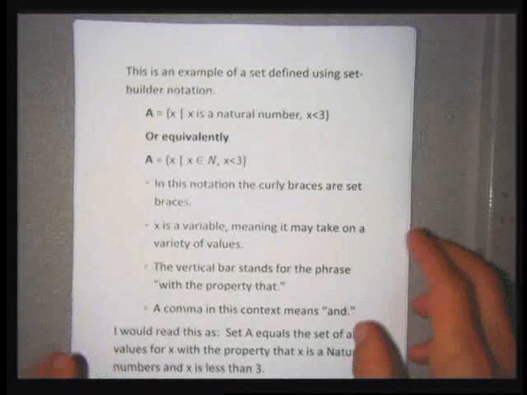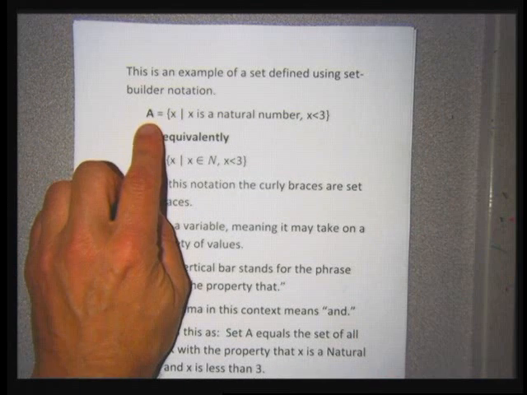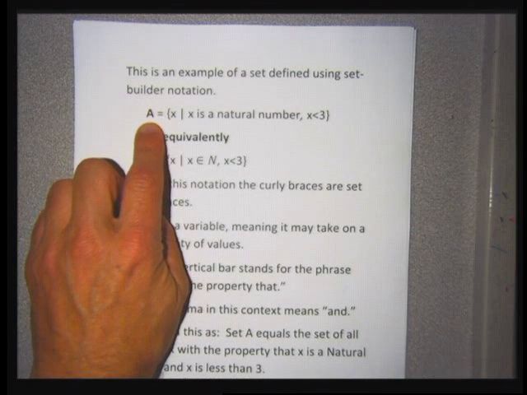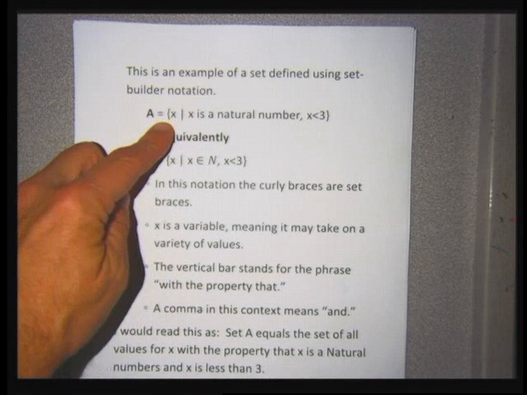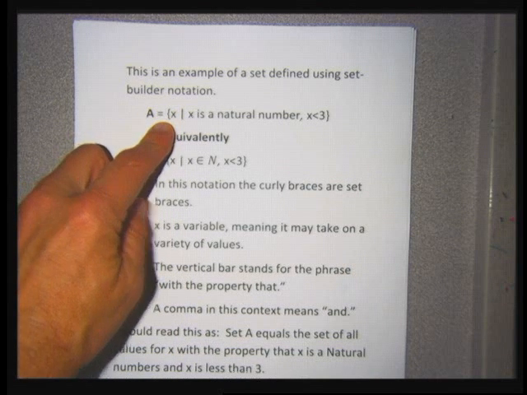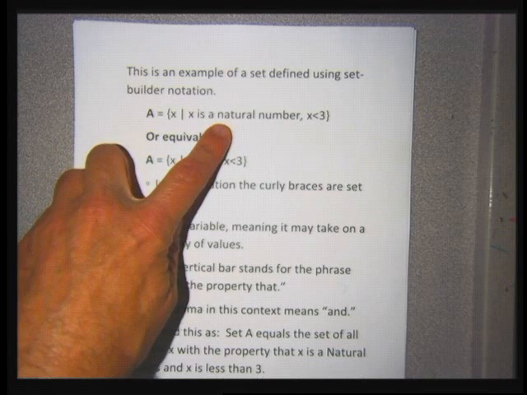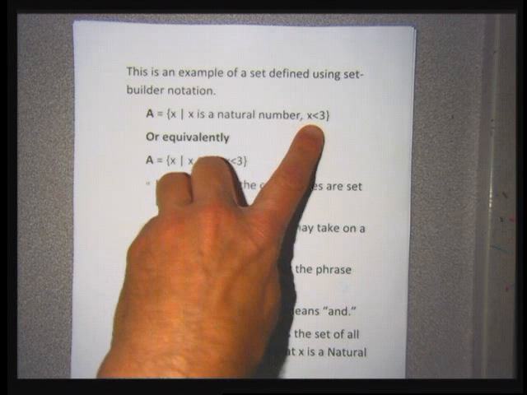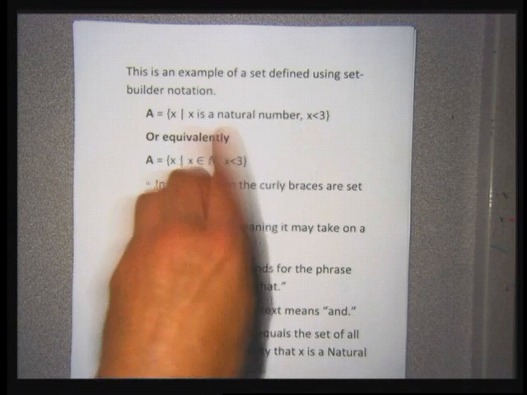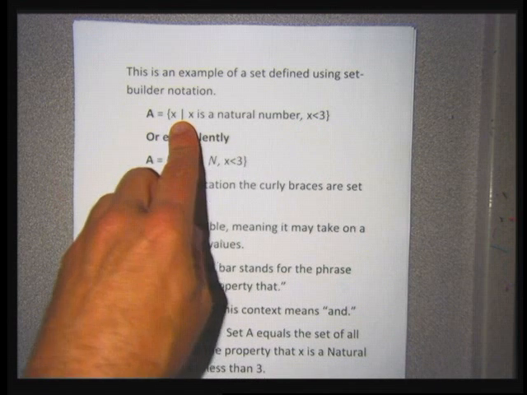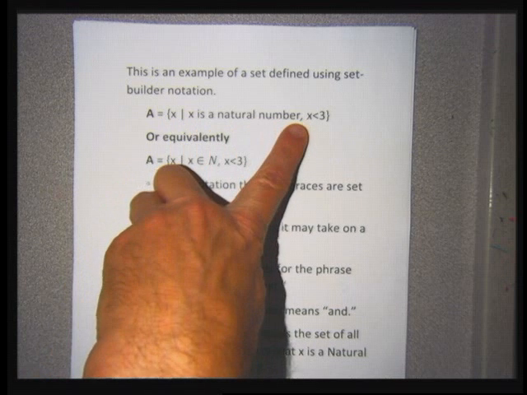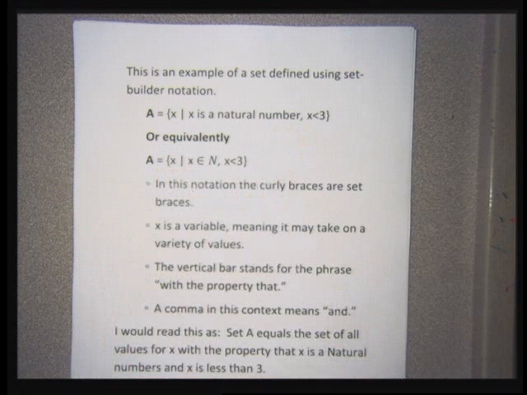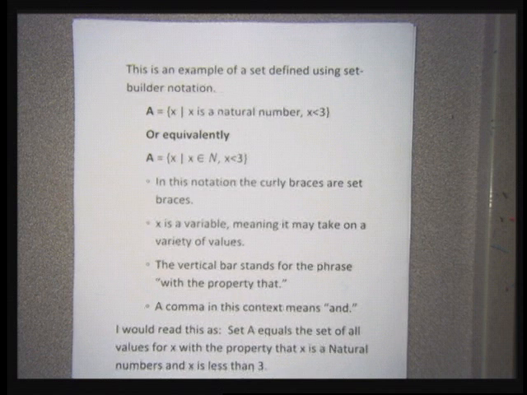All right, so now I have some examples of set builder notation. When I read this, it says the set A equals the set of all x such that x is a natural number, comma, that comma I'm going to read as "and," x is less than 3. So this is the set of all x such that x is a natural number and x is less than 3. If you sneak down to the bottom of the page, when I was writing this, I said, well, this is how I would read this.